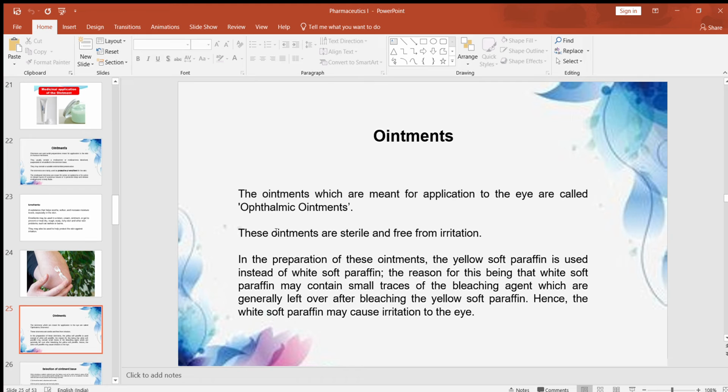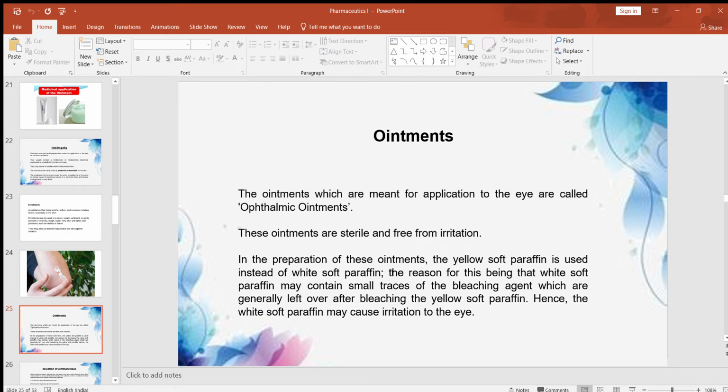So the first requirement of ophthalmic ointment is that since they are applied to the eyes, they must be sterile and free from irritation. It should not contain any particle which may cause irritation to the eyes. Since eyes are very sensitive, we should carefully formulate ophthalmic ointment by keeping it sterile as well as free from irritation. Now, in the last lecture, I mentioned that when we prepare an ointment, it consists of two components: one is the ointment base and the other is the drug.